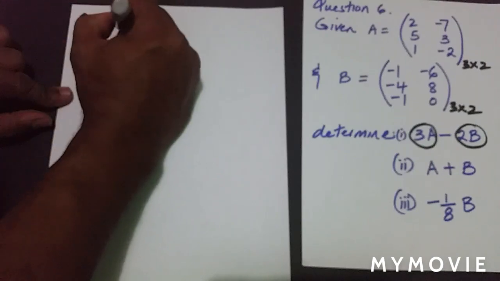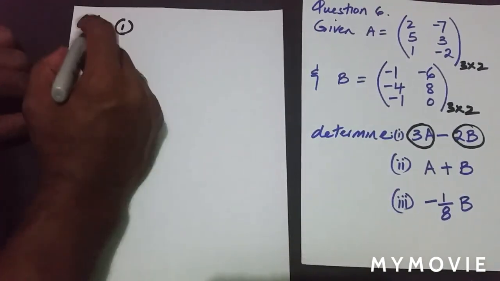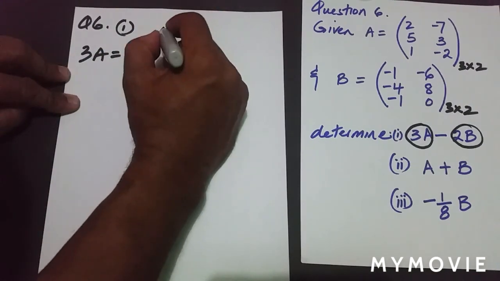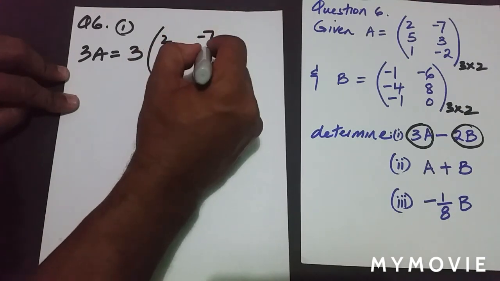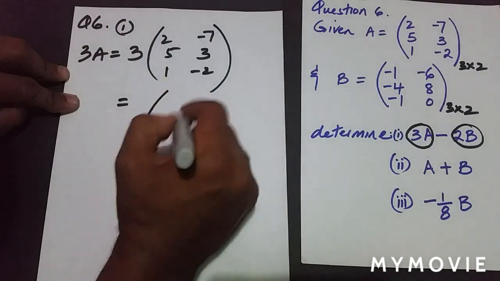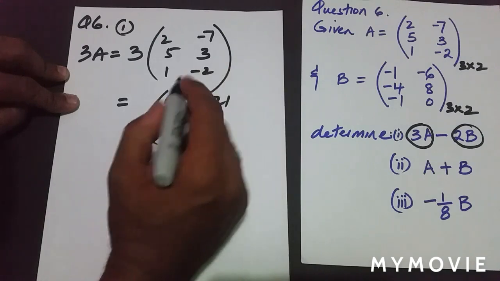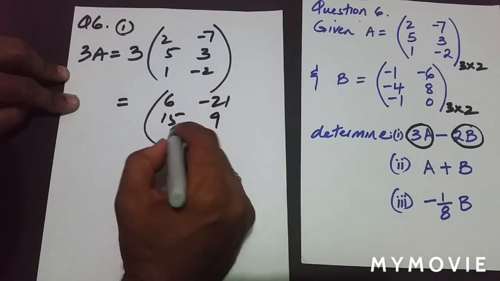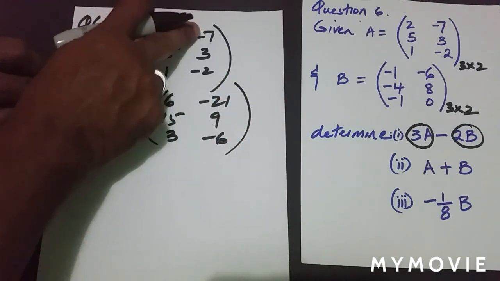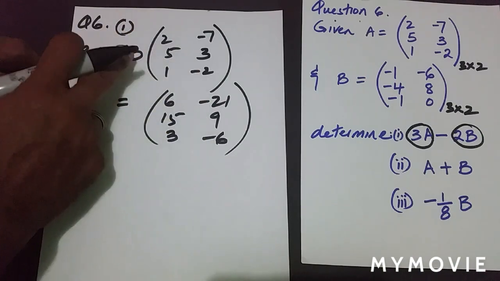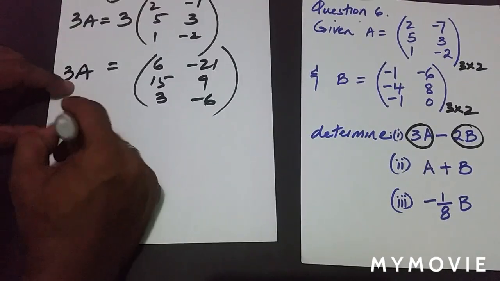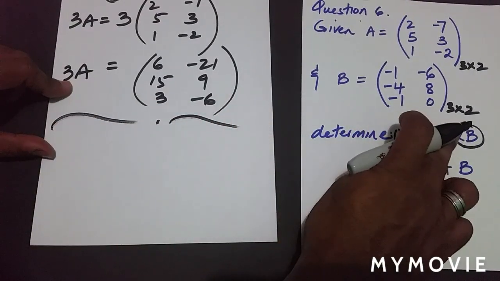So question 6 part 1, first of all, 3A means you're multiplying matrix A by 3, and matrix A is 2, minus 7, 5, 3, 1, minus 2. Now, when you multiply all of those elements by 3, 3 times 2 is 6, 3 times minus 7 is minus 21, 3 times 5 is 15, 3 times 3 is 9, 3 times 1 is 3, and 3 times minus 2 is minus 6. And that is essentially what 3A is. Okay? Next thing we need to find is what 2B is.